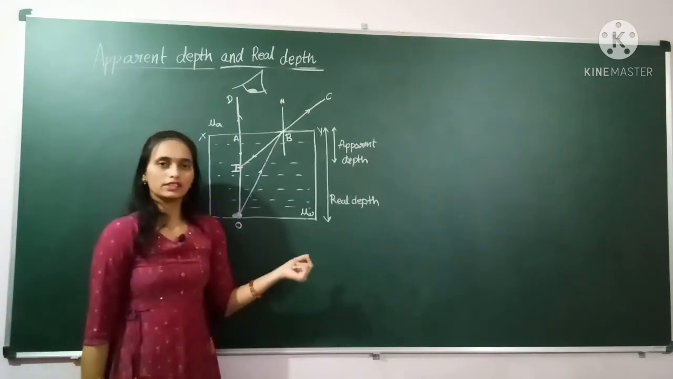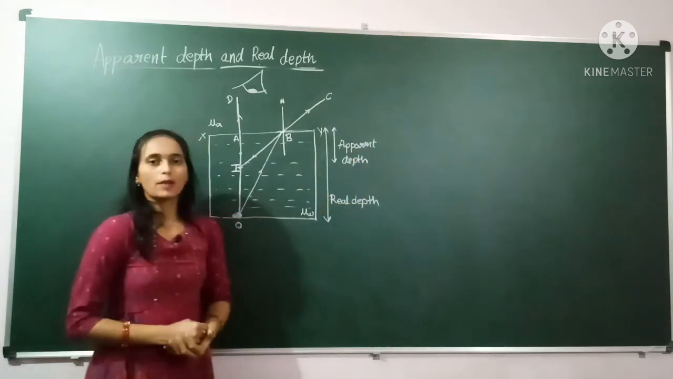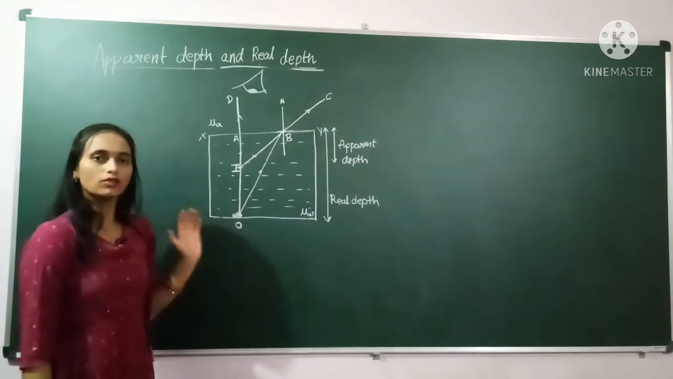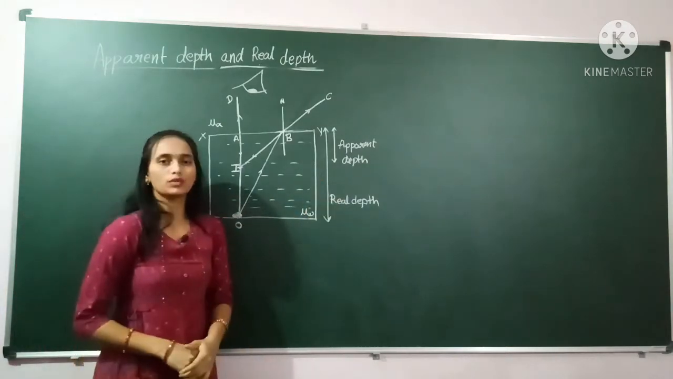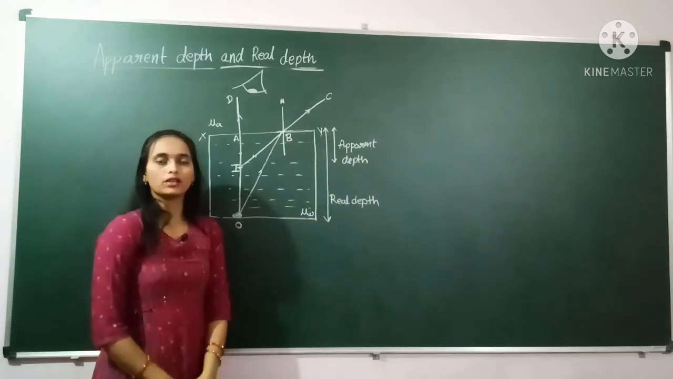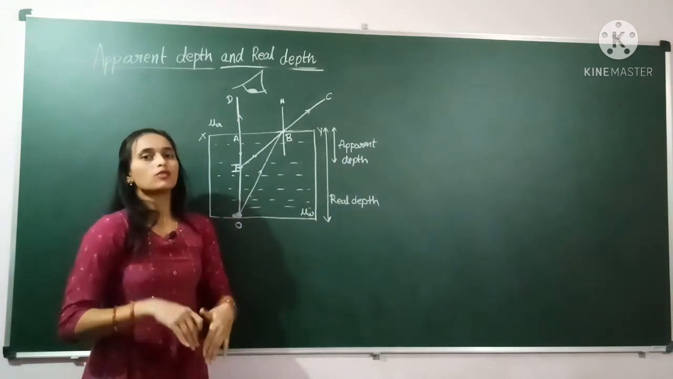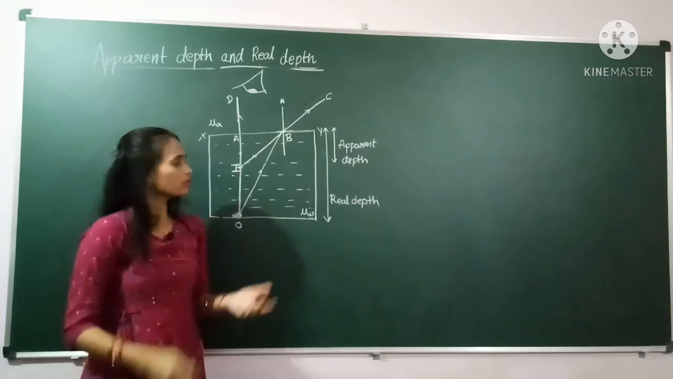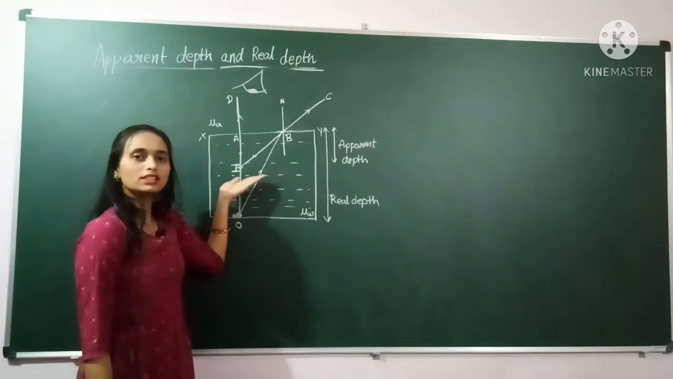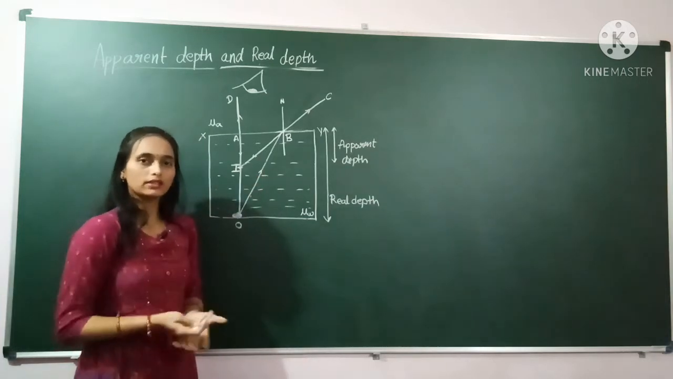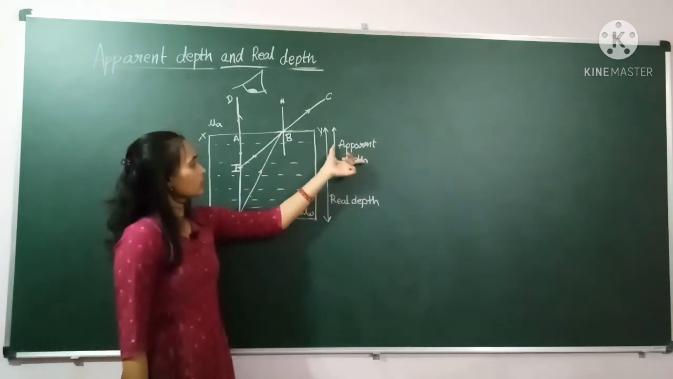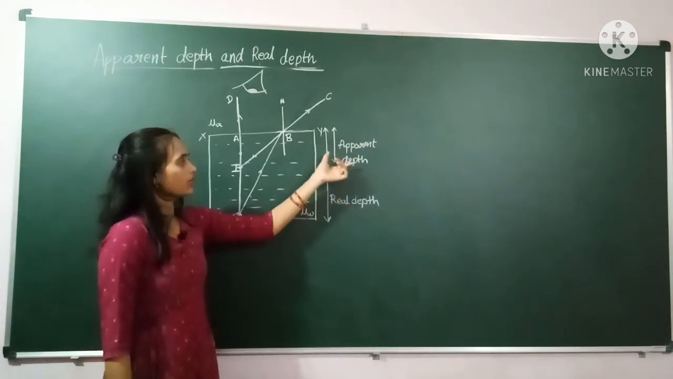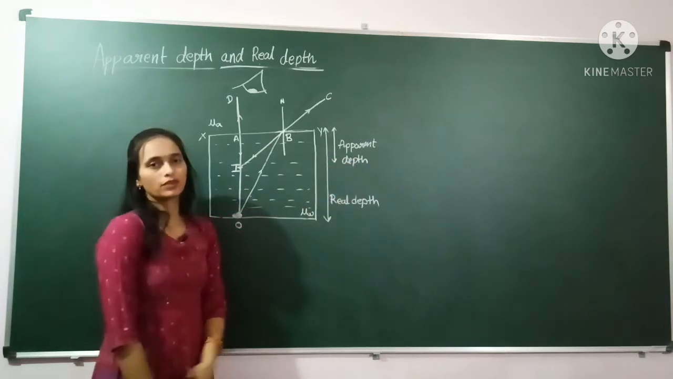First we will try to understand the relation between real depth and apparent depth. For example, if this real depth is 10 centimeter, then what will be the apparent depth? Will it be 5 centimeter, 7 centimeter, or 3 centimeter? We don't know where the image will be formed, how much the distance has been shifted. So to calculate that value, we need to understand the relation between apparent depth and real depth.